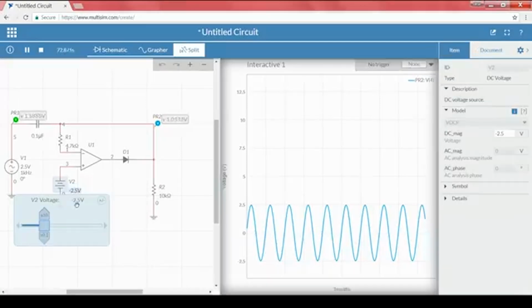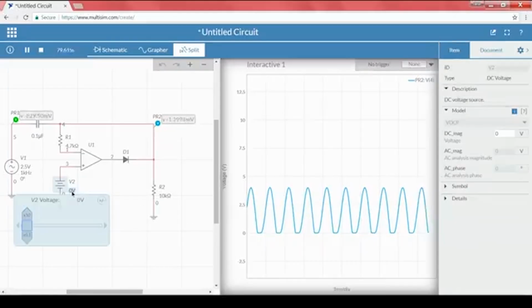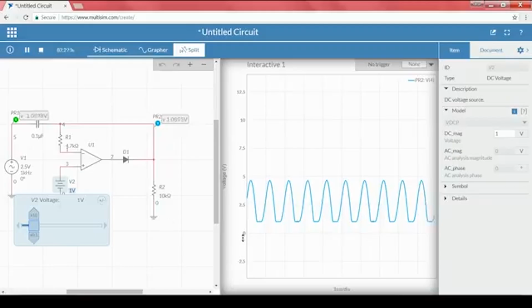Now if I slowly increase it, I will start with 0. Since it is 0, the complete signal is starting from 0. That means it is shifted by 2.5, shifted to 0. Let me change it to 1 volt. Here we can see the starting point is 1 volt.